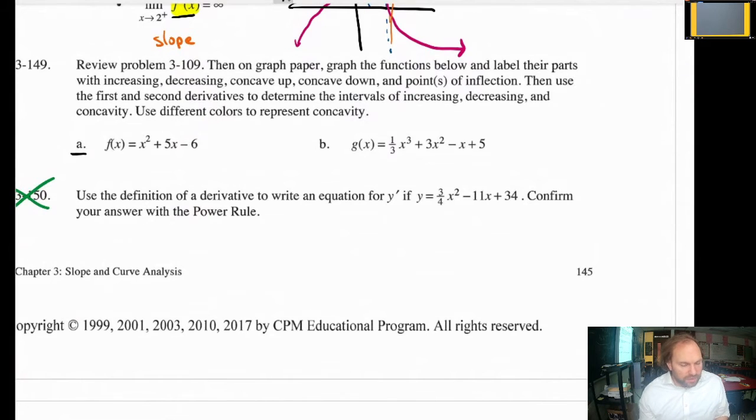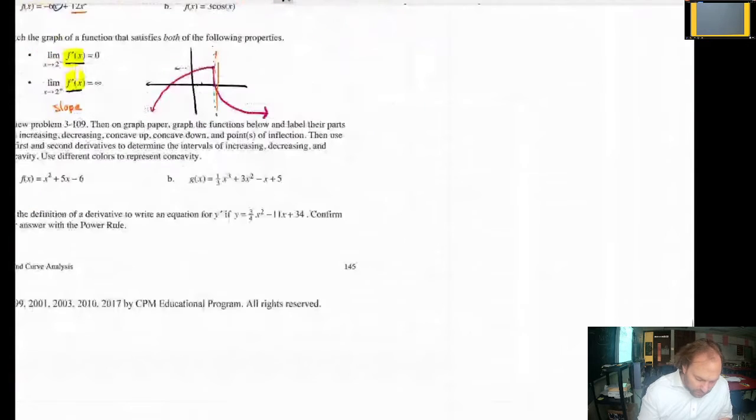I don't have graph paper here, but what we can do is we can just sketch a graph pretty quick. x squared plus 5x minus 6. It's just going to be a parabola there. But before we do any of that, let's actually analytically look at our function here.